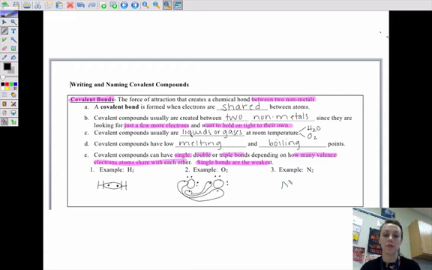N2, our last example, has 5 valence electrons. Because these guys are already paired up, we're going to leave them alone, and these guys will be shared in between the two atoms. This pair will be shared, and then the last pair will also be shared. So we have 3 pairs of shared electrons. So this would be a triple bond. So this nitrogen molecule has a stronger bond than this hydrogen molecule because this is a triple bond, and hydrogen can only have a single bond.